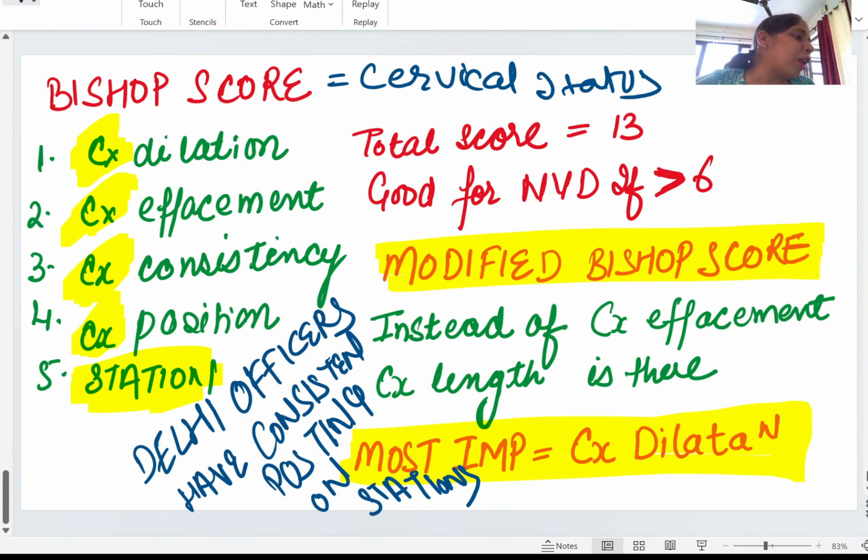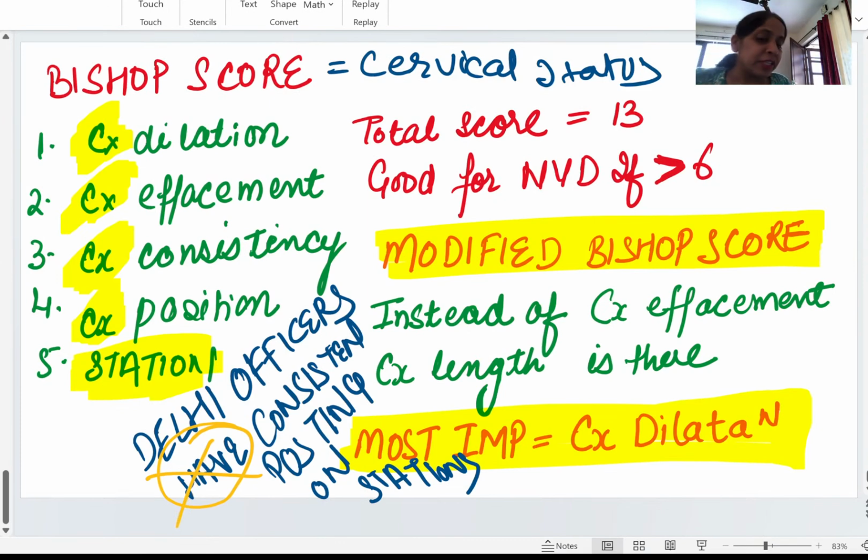Because Delhi has its own government. Okay. D stands for dilatation. Officers stand for effacement. Consistency stands for consistency. Posting stands for position. And station stands for station. Please don't confuse yourself with have.